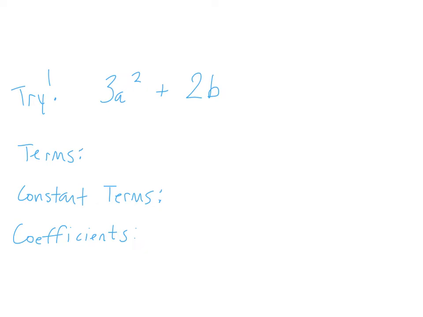Again, anything that's in there that has a variable and/or a number is going to be a term. So terms we can also think of as being separated by addition and subtraction. So, for example, b is not a term, right? But 2b is a term, and it's separated from the other term of 3a squared by an addition sign. So our terms would be 3a squared, comma, and then positive 2b.